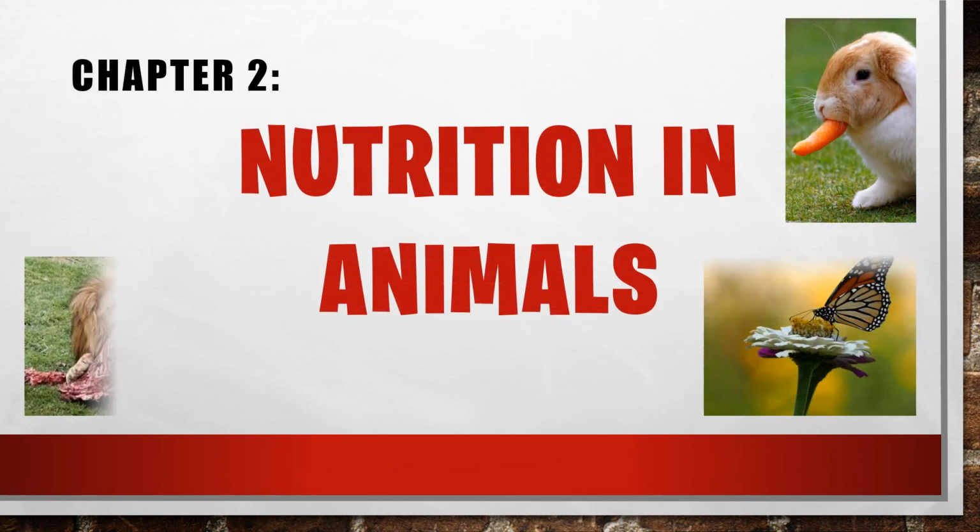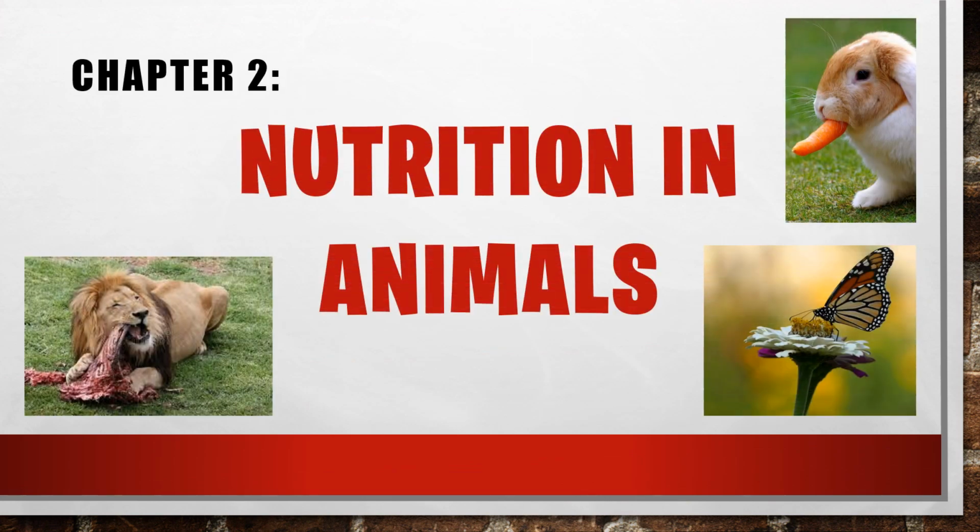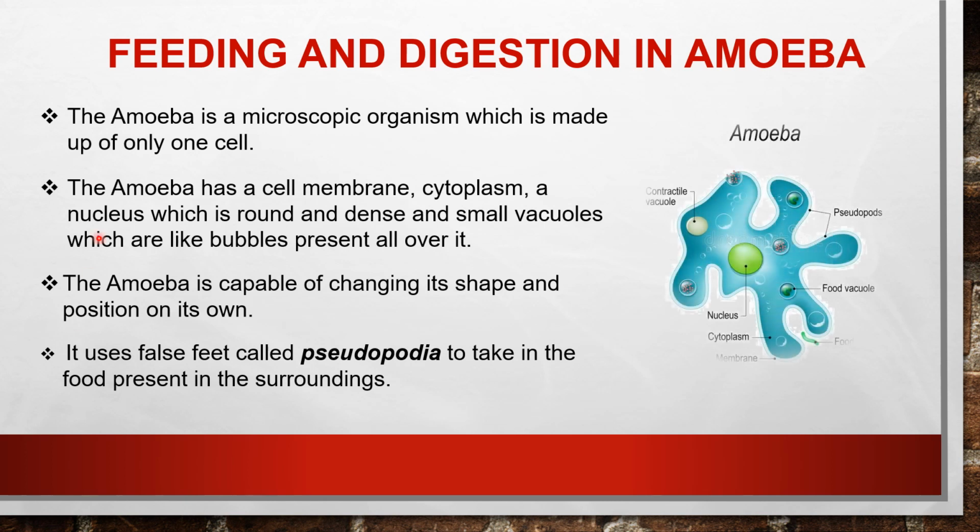Nutrition in animals. In this chapter, we studied digestion in humans and digestion in grass-eating animals. And today we are going to study about digestion in a microscopic organism called amoeba. Feeding and digestion in amoeba.